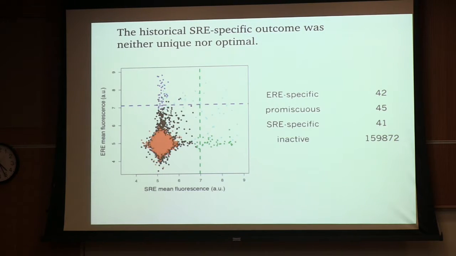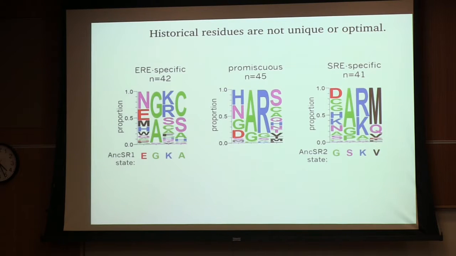So what do we see? There are alternative solutions. There are 42 recovered genotypes which are as specific as SR1. There are 41 SRE-specific genotypes as good as the derived genotype, and there are 45 promiscuous ones. So the historical outcome was not unique, and it's also not optimal, because here's the historical outcome, and all of these are better on SRE and give no activation on ERE. The historical residues that make up the genotype are neither unique nor optimal.